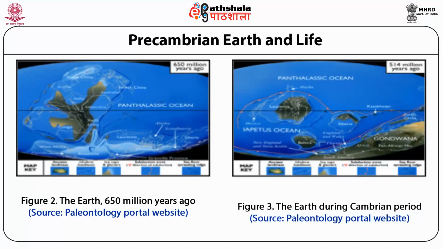In this we have seen two important figures. The first figure represents the Earth when the Earth is about 650 million years old, and figure 3 represents the Earth during the Cambrian period. In these two figures, we have seen the movement of different plates and ultimately the development of altogether different continents that we have seen today.